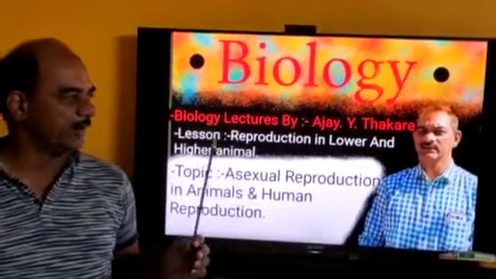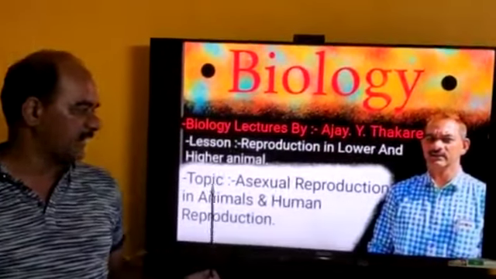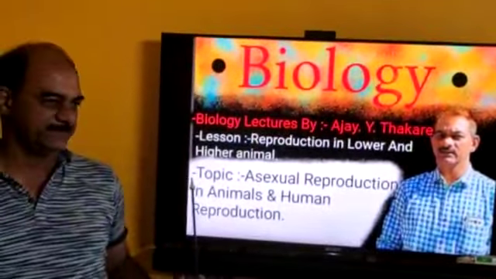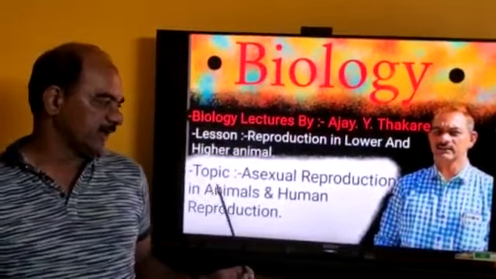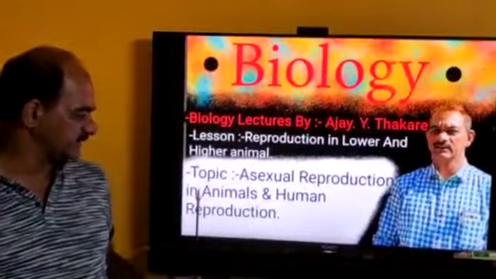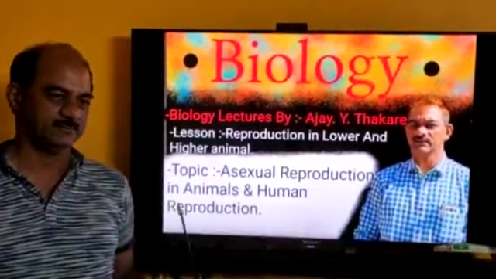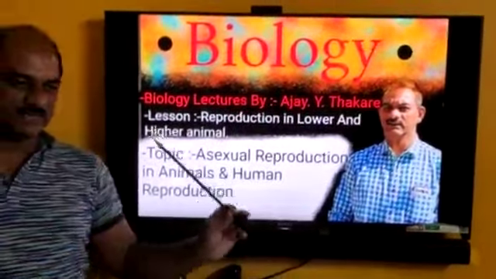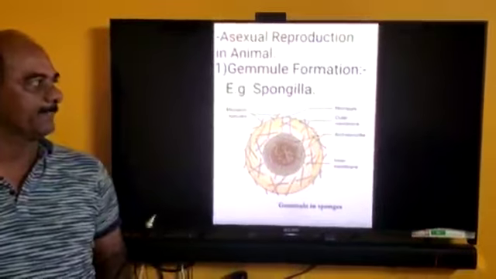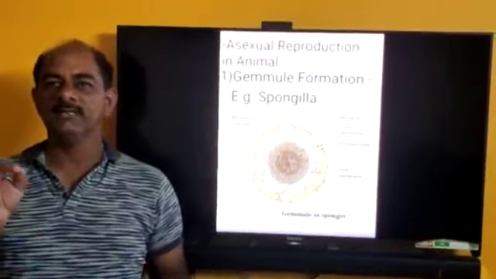Today we are going to study reproduction in lower and higher animals. So here our today's topic is asexual reproduction in animals and human reproduction. In asexual reproduction, that type of process occurs in lower animals.